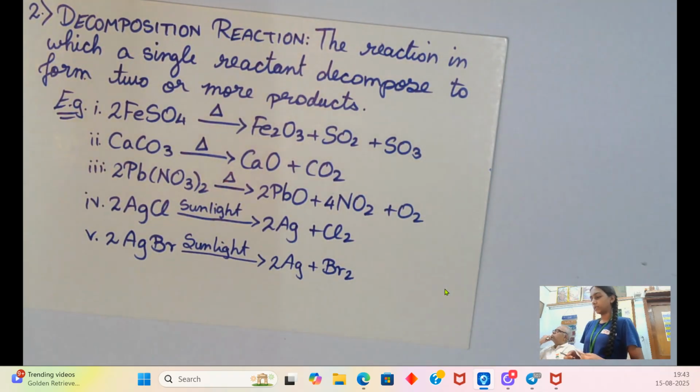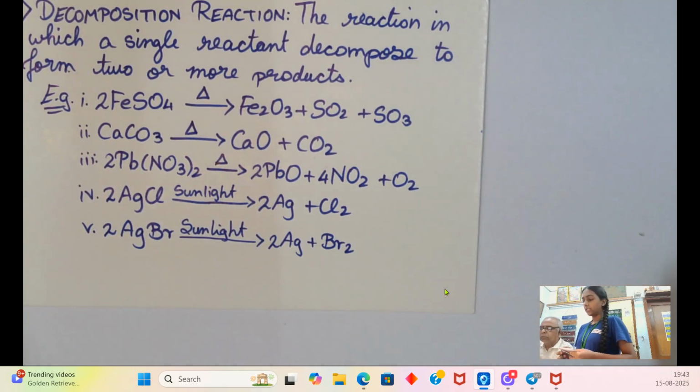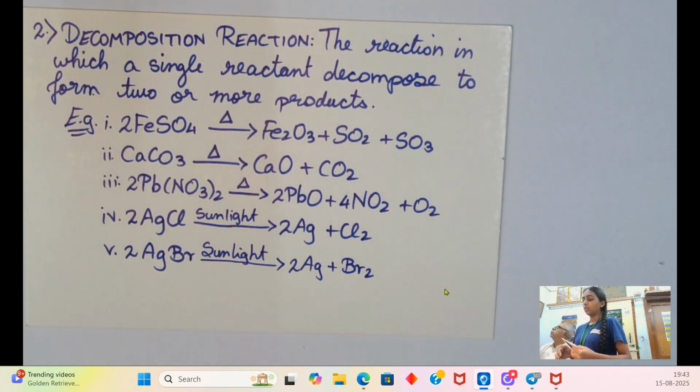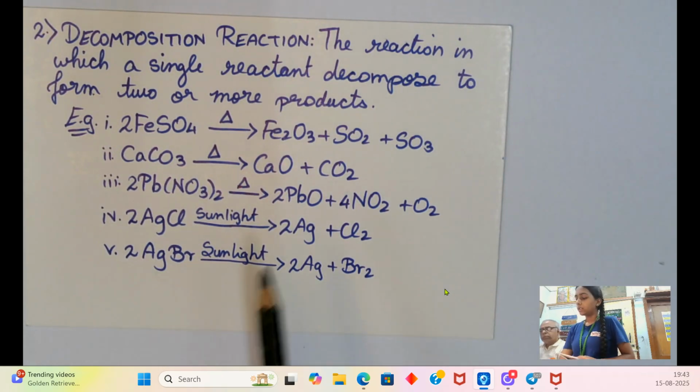Next, we have decomposition reaction. This is the reaction in which a single reactant decomposes to form two or more products. So here are some examples. With the help of heat or sunlight, we can decompose a reactant to form two or more products. These are also used in the real world.